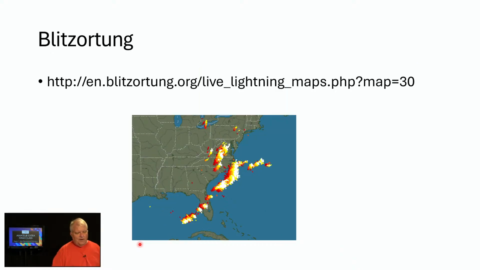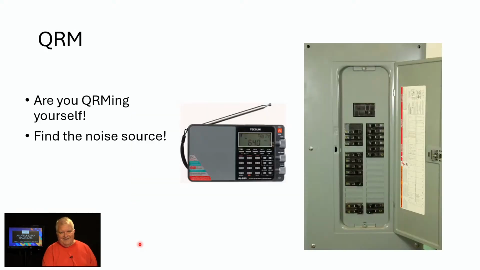I love this website, Blitzortung, which gives you, if you go to this URL, a map of North America. And it shows you in near real time where thunderstorms and lightning storms are in your area. So QRN, mostly lightning. That's what we're concerned about. Now, QRM could be man-made from some other source. Or are you QRMing yourself?